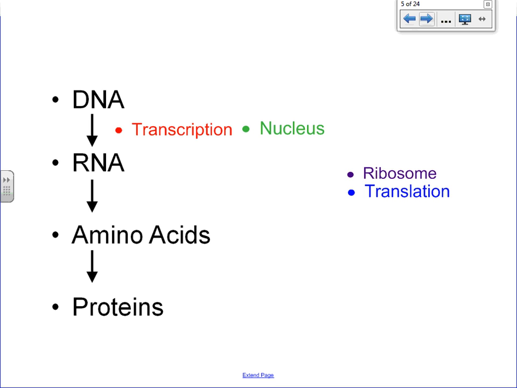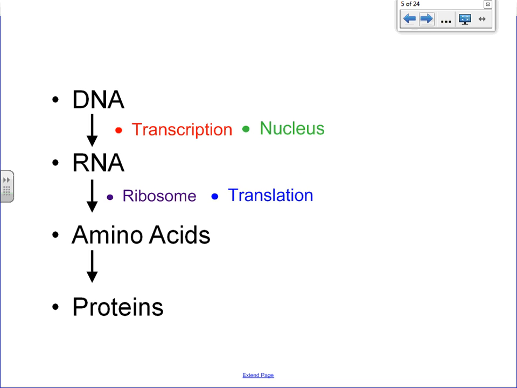Now, once the RNA gets to the ribosome, whoop, it makes amino acid chains through a process known as translation. Those amino acid chains link together in a long chain, and all of a sudden you get yourself protein.